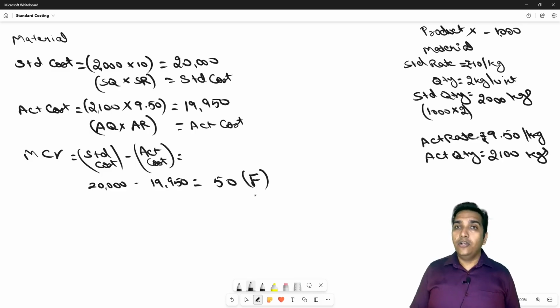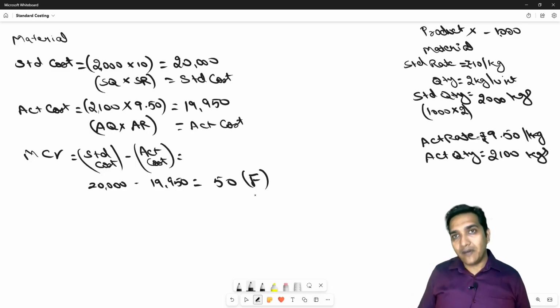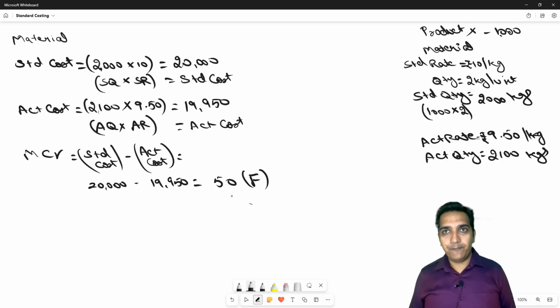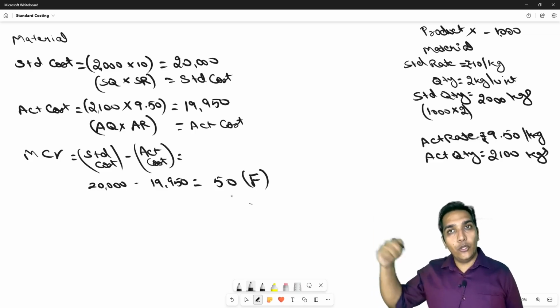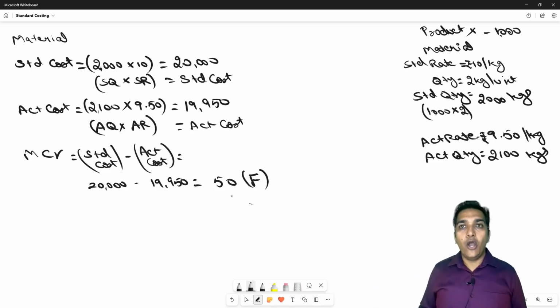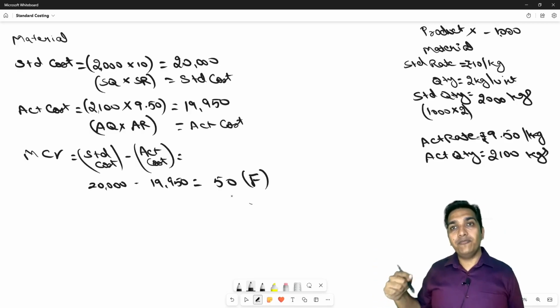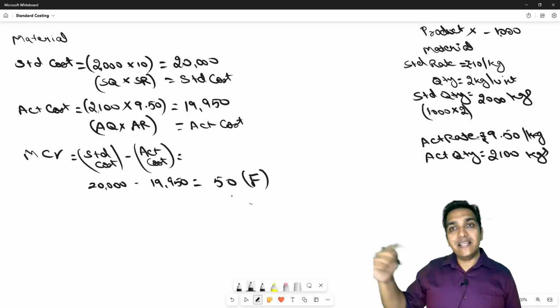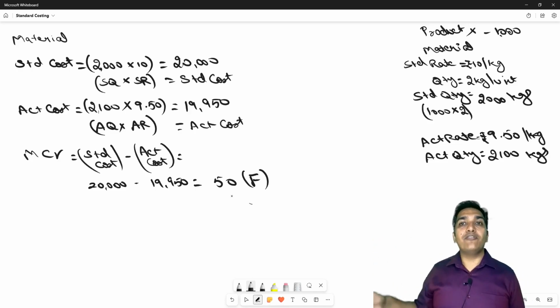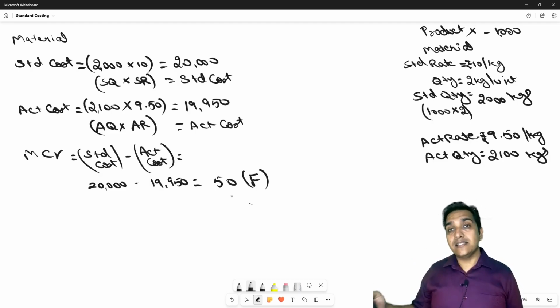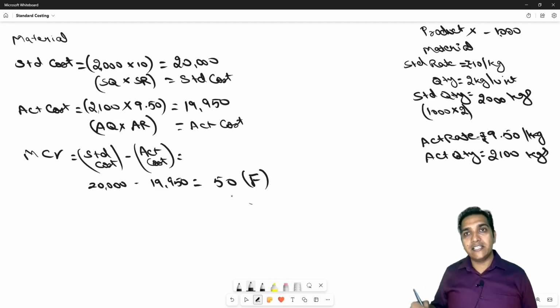Right? Done. No. Why? Because you have to analyze further, that this 50 rupees savings is due to what? Is it due to savings in the rate of the material? Have I purchased the material at a lower cost that I have saved 50 rupees, or have I actually saved in terms of material usage? That is, have I used less material than what I had planned and thus saved 50 rupees? Or is it a combination of both?